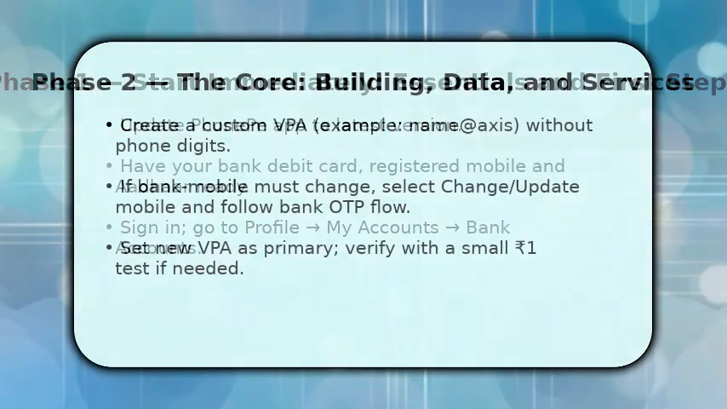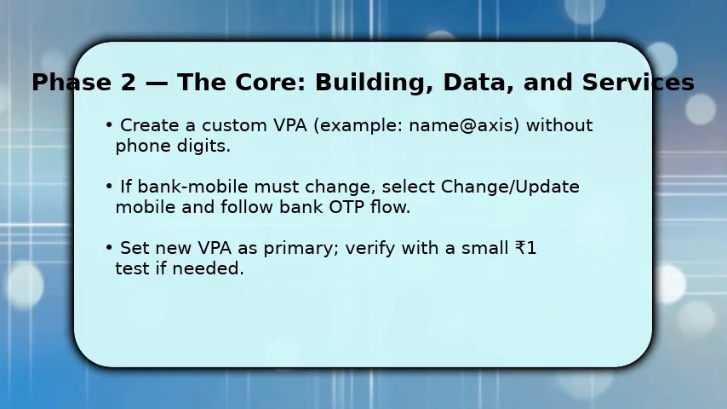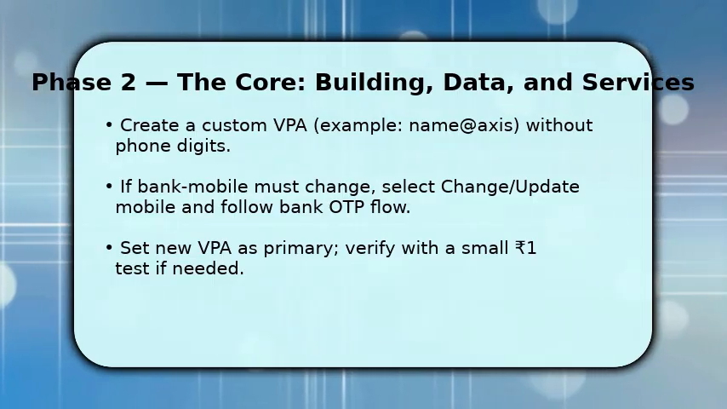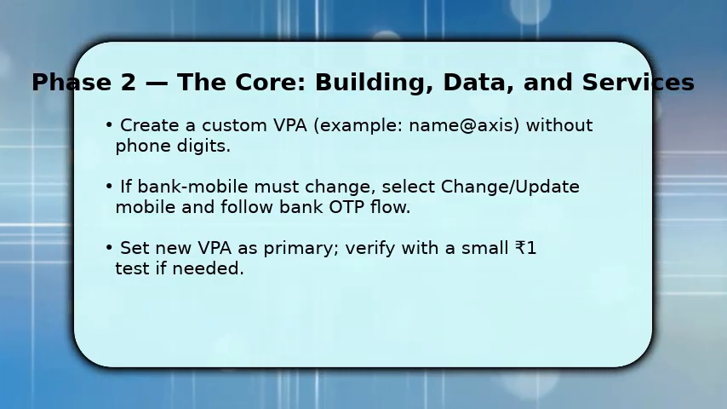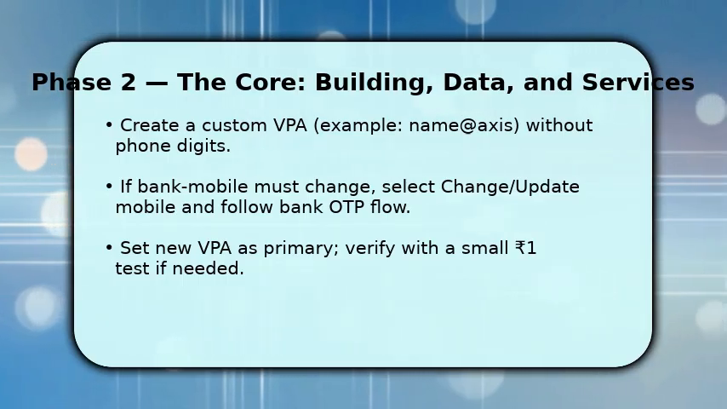Now you choose. Create a custom VPA that does not include your phone number, because a VPA is what others use to pay you and can hide digits. Once created, set that VPA as your primary UPI ID inside PhonePe.